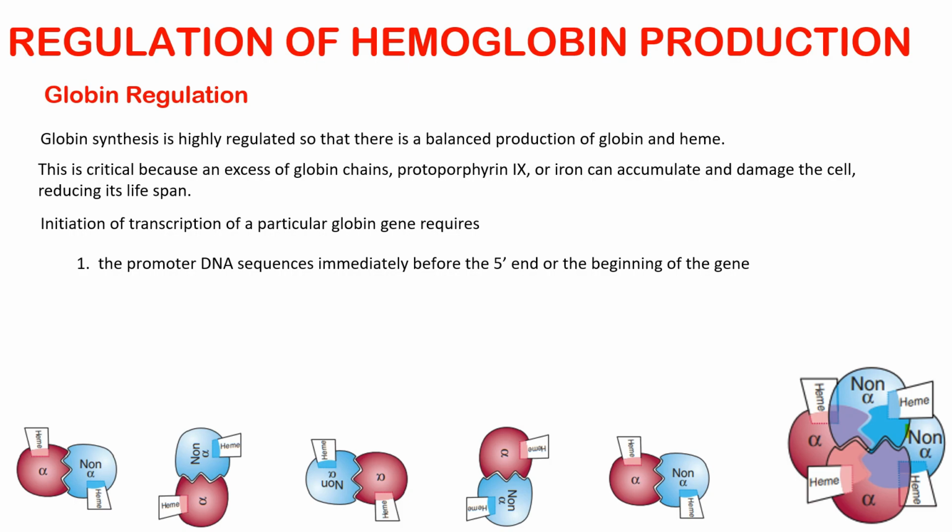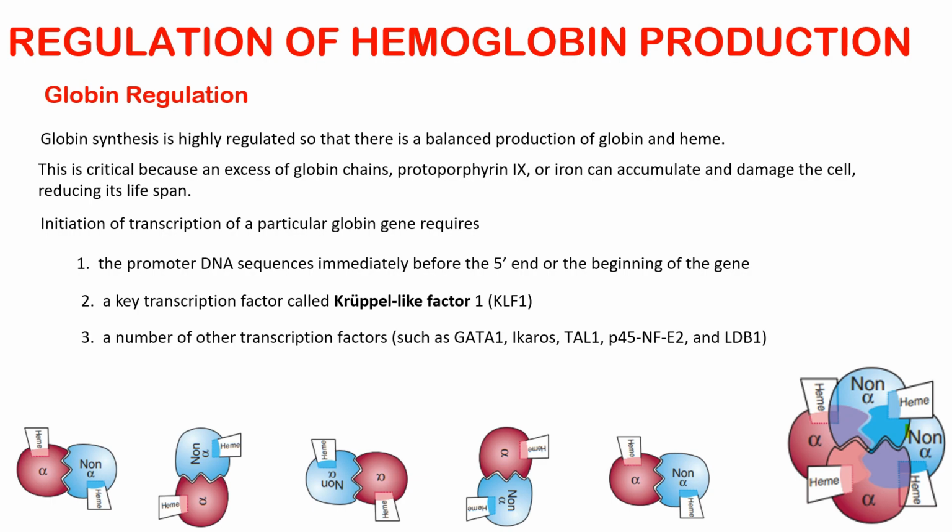The promoter DNA sequences immediately before the 5' or the beginning of the gene. 2. A key transcription factor called Kruppel-like factor 1, KLF1. 3. A number of other transcription factors, such as GATA1, Ikaros, TAL1, P45. 4. An enhancer region of DNase 1 hypersensitivity at the locus control region.